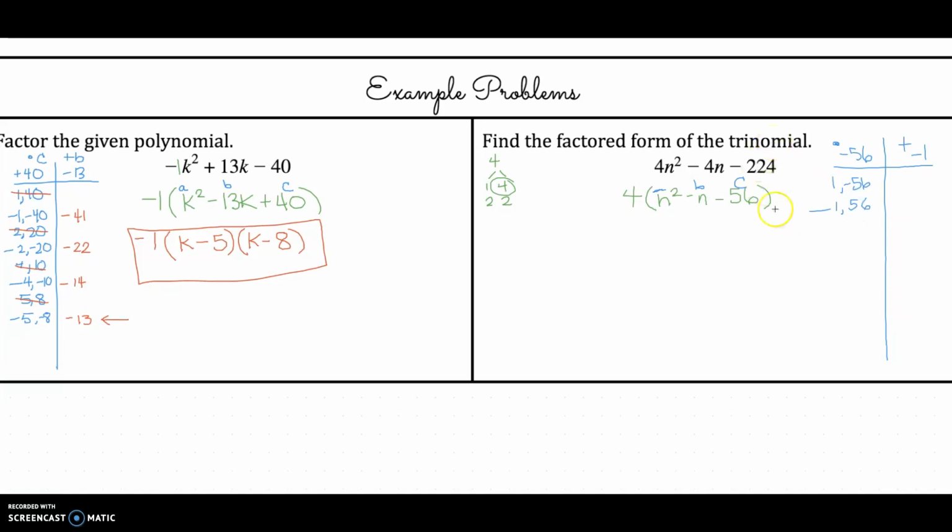56 divided by 2 gives me 28. So I have 2 and negative 28. And negative 2 and positive 28. 56 divided by 3 gives me a decimal. 56 divided by 4 is 14, so I have 4 and negative 14, and negative 4 and positive 14. 56 divided by 5 gives me a decimal. Divided by 6 gives me a decimal. Divided by 7 gives me 8. So I have 7 and negative 8, and negative 7 and positive 8.